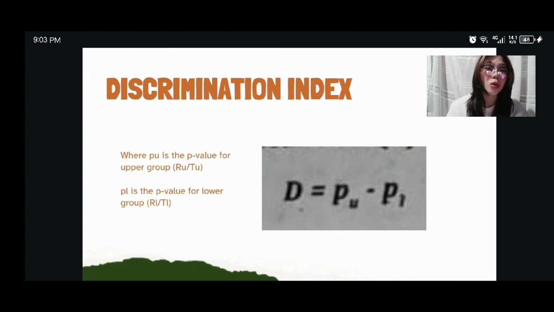Since Pu is just a shorthand for Ru over Tu and Pl is a shorthand for Rl over Tl, we substitute those values into the original formula, which gives us the simplified formula, D equals Pu minus Pl.